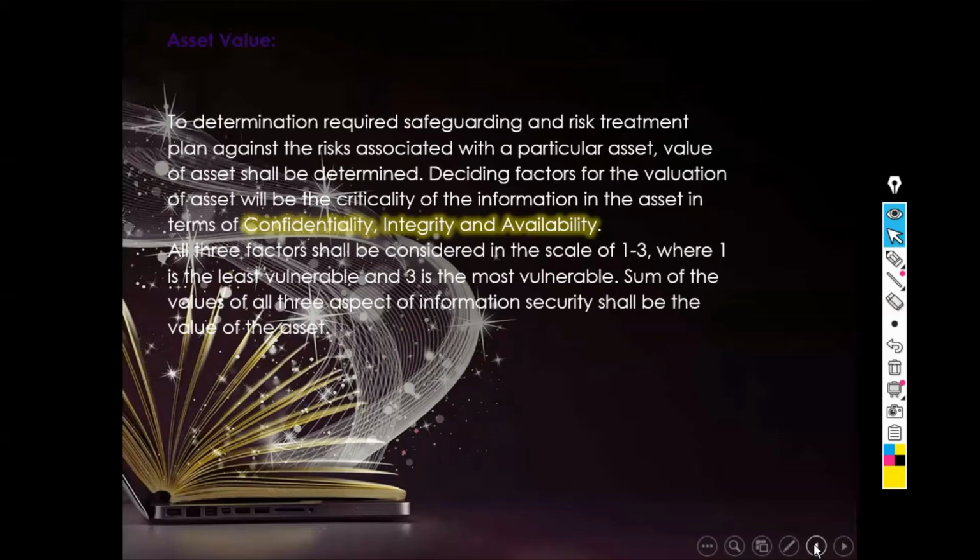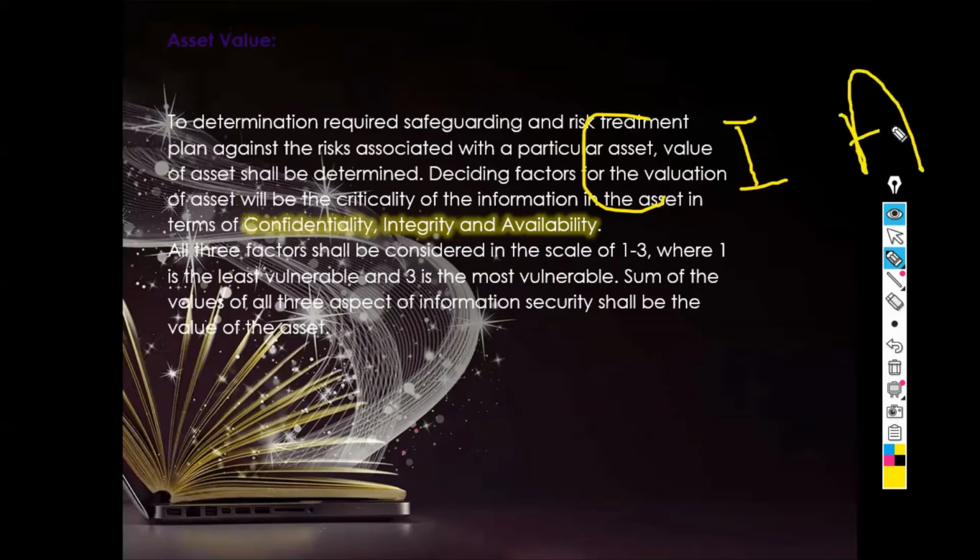Now, the first thing starts from your asset identification. Then you have done asset classification. Now we'll go toward the value of the asset. We need to identify what is the value of the asset in terms of C, I, and A. C is your confidentiality, I is your integrity, and A is your availability.